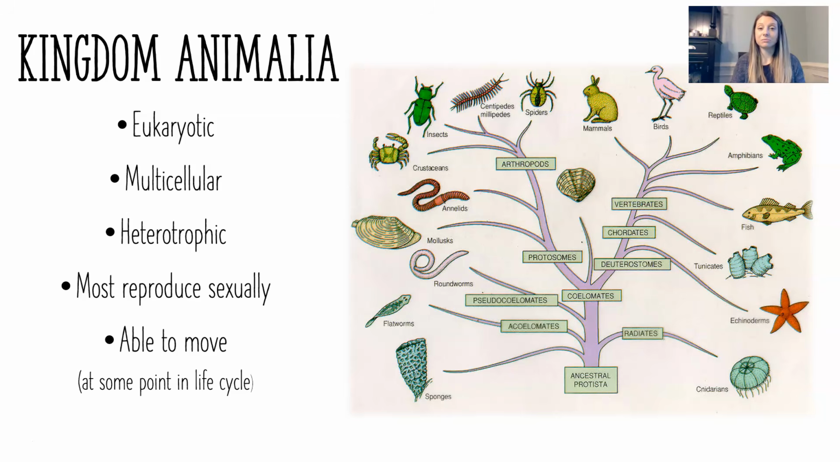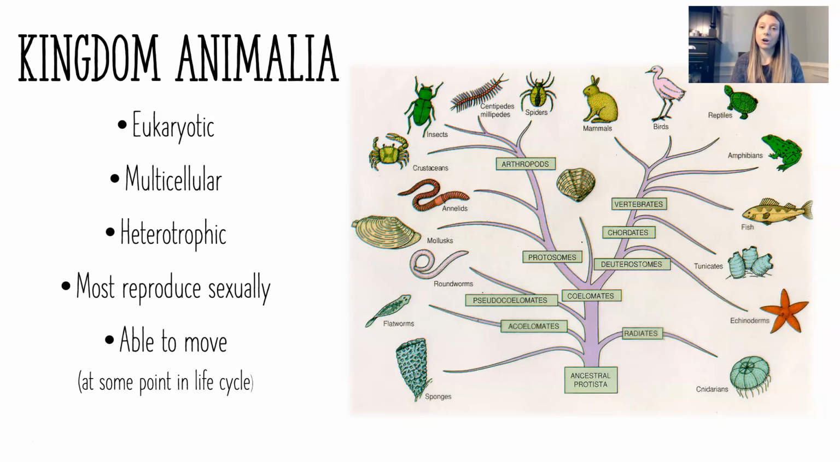So let's start by just talking about what makes an animal. Why does an organism belong to the kingdom Animalia? As you remember, kingdom Animalia belongs to the domain Eukarya. So all animals are eukaryotic. Their cells have a nucleus and they have membrane-bound organelles. All animals are multicellular, which means they're made up of many cells. All animals are heterotrophic, which means they have to consume other organisms in order to obtain their energy. And most animals do reproduce sexually, but a few reproduce asexually and a few reproduce in both ways.